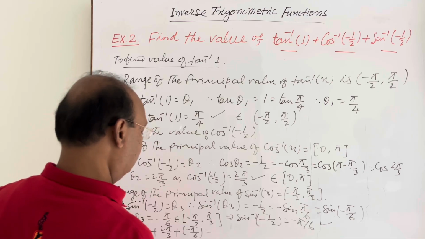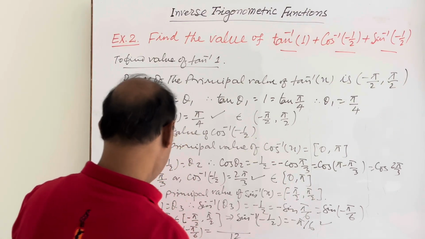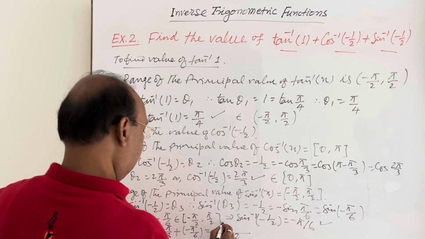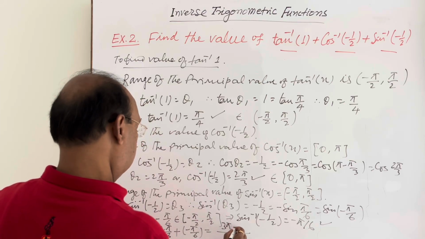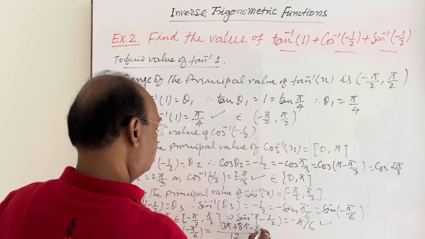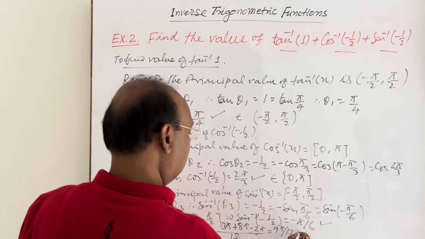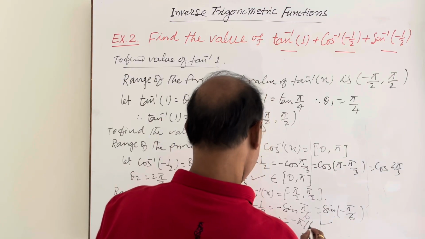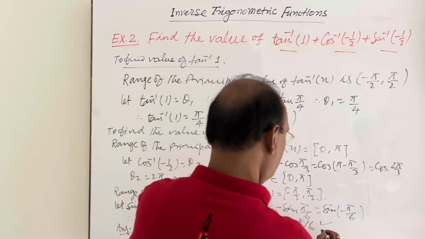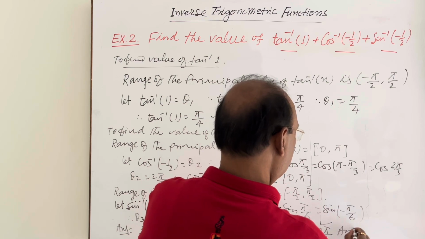Let us simplify it. Here the LCM will be 12: 3 pi plus 8 pi minus 2 pi. This is equal to 9 pi by 12, which is equal to 3 pi by 4. 3 pi by 4 is the answer.